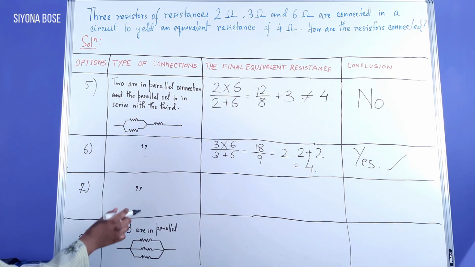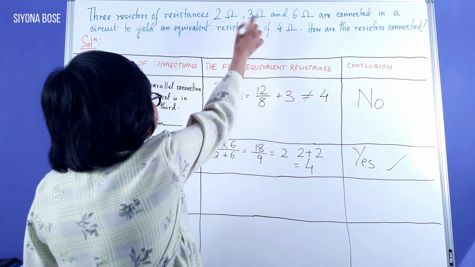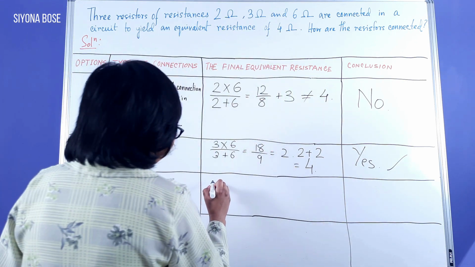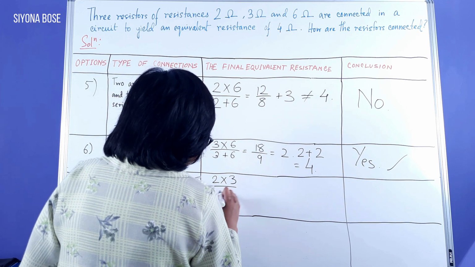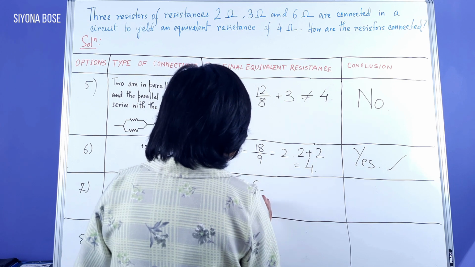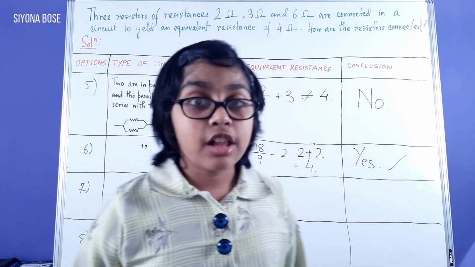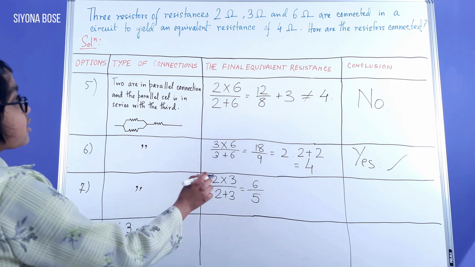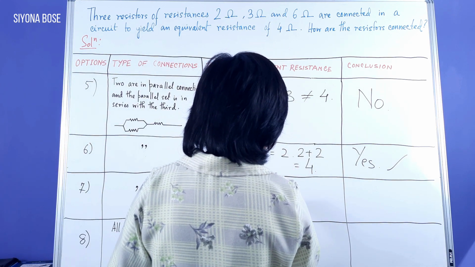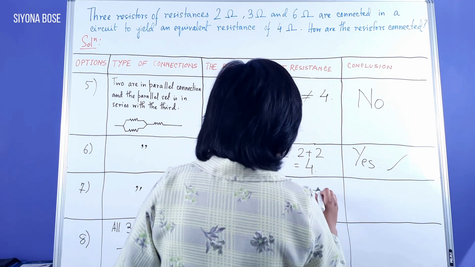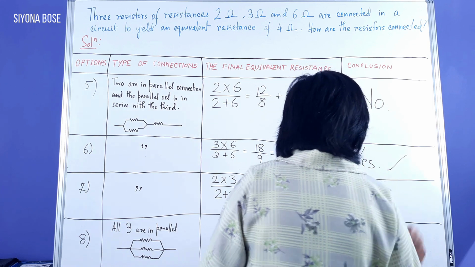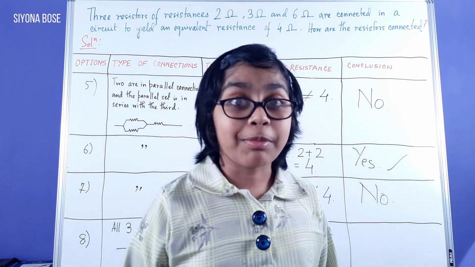Okay, in our next one, we are taking 2 and 3. Let's take 2 and 3 in the parallel connection. If we do that, then we get 2 into 3 by 2 plus 3, equal to 6 by 5. Now I've got the equivalent resistance, and now that we have taken 2 and 3, we have 6 left. That makes 6 by 5 plus 6, which can never, ever be equal to 4. That means this is also a big no. Seems like we're not going to get any more possibilities.